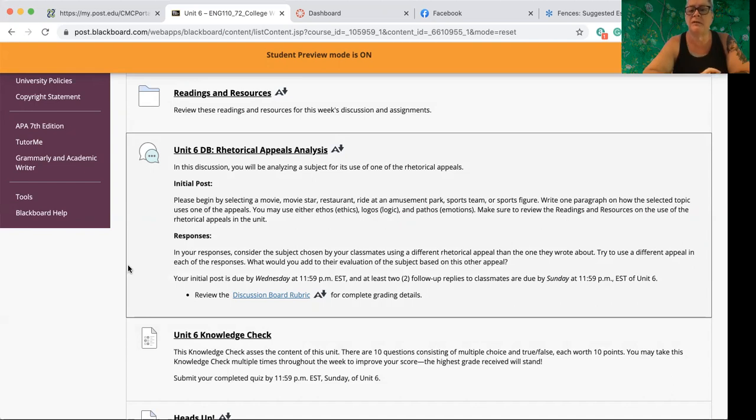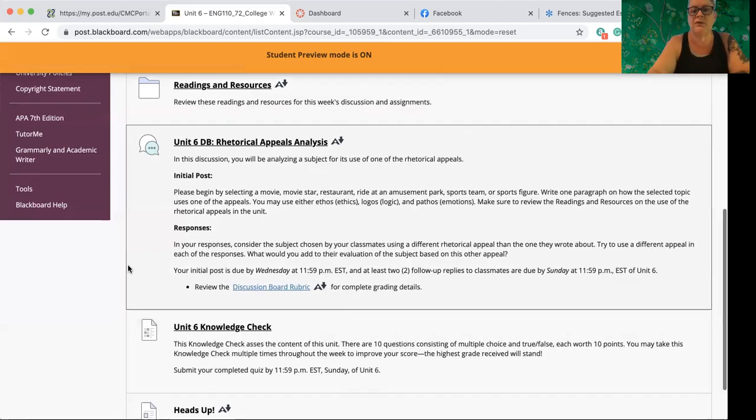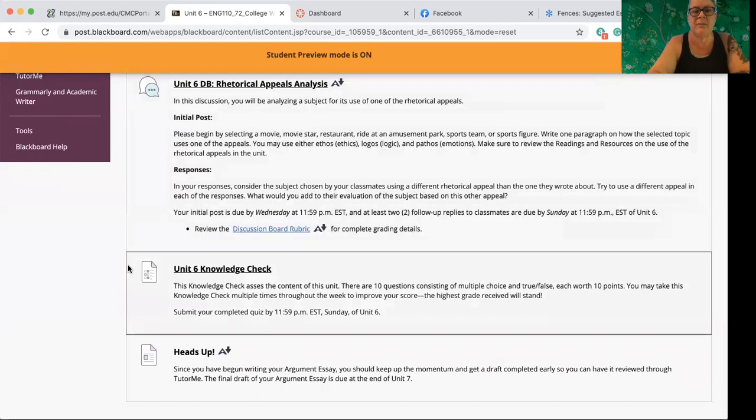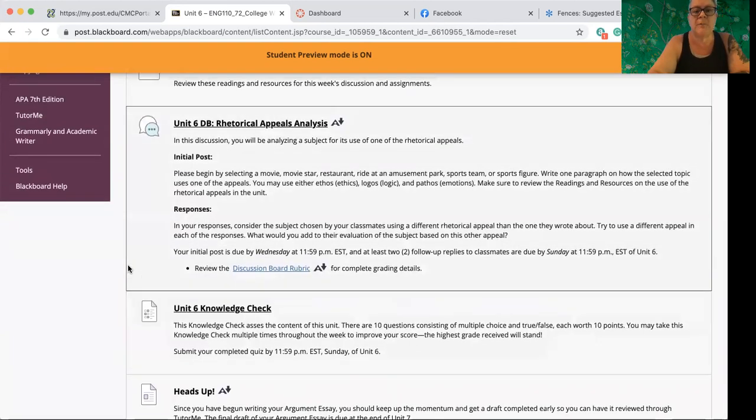Make sure to review the readings and resources on the use of rhetorical appeals to help you with that discussion. In your responses to others, consider the subject chosen by your classmates using a different rhetorical appeal than the one they wrote about. So if I wrote my paragraph on Meryl Streep and her ethical appeal, her ethos, then you might respond to me writing about Meryl Streep and using logic or emotional appeal. As usual, you need to respond to at least 2 of your fellow classmates. I feel like this is going to be a fun one because there's a lot of leeway in choosing your topics.